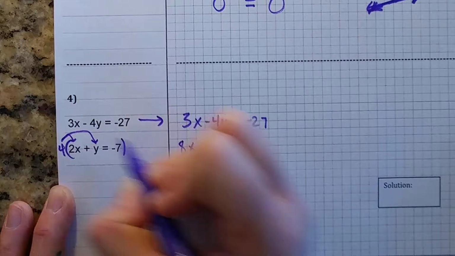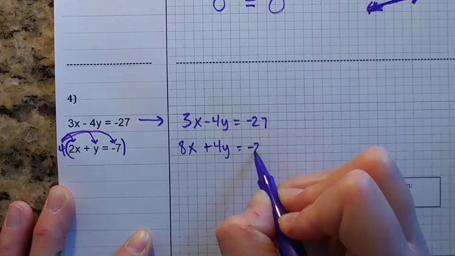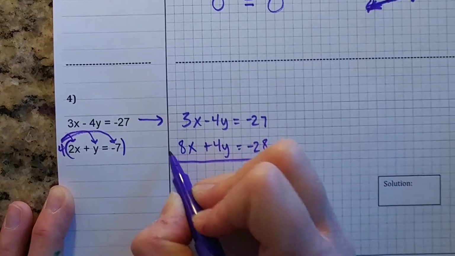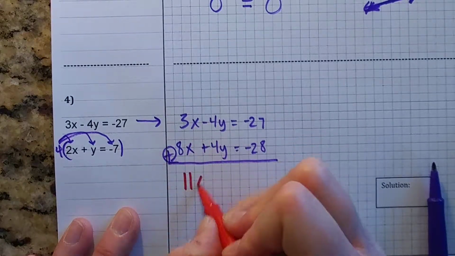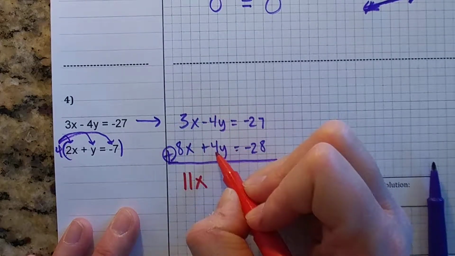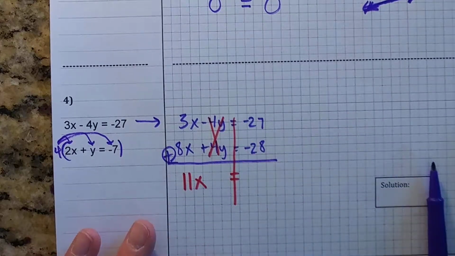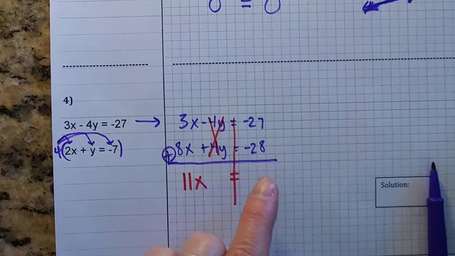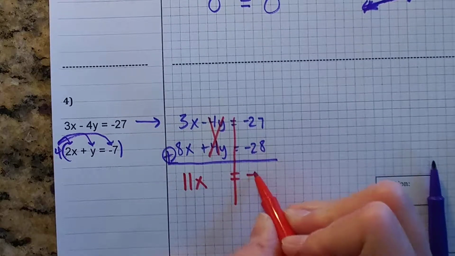8x plus 4y, negative 28. Now let's add them together. Let's see what happens. 3x and 8x makes 11x. Yep, just what we wanted. The 4 and the negative 4 cancel out. Bring down your equal sign. Now I have a negative 27 and a negative 28. That's negative 55.